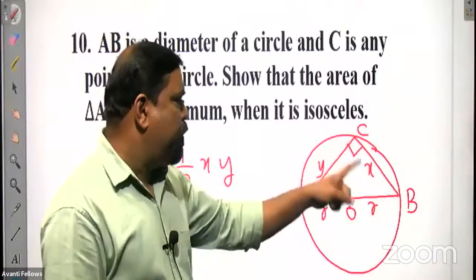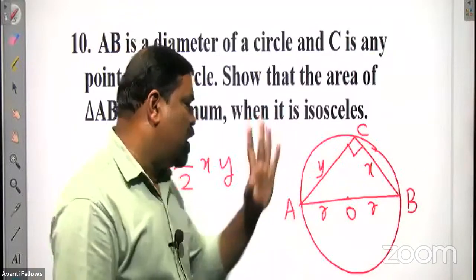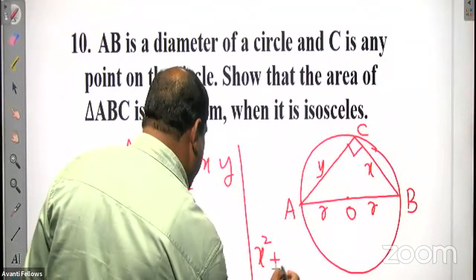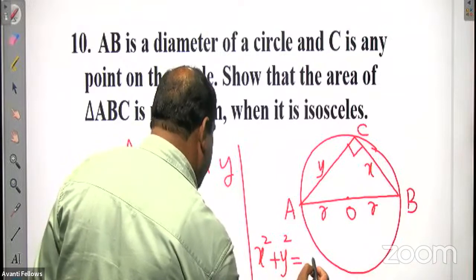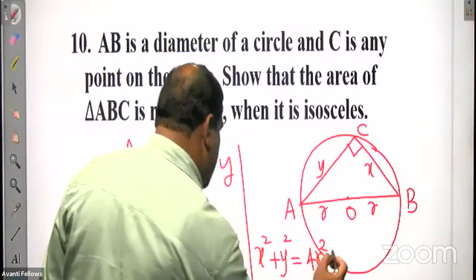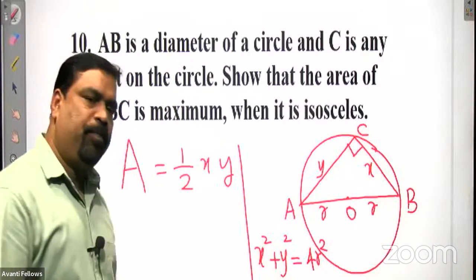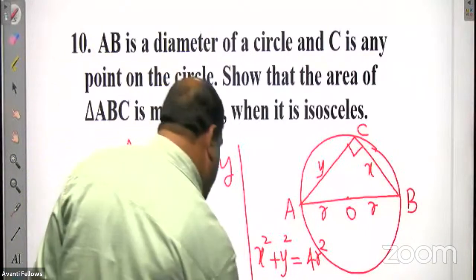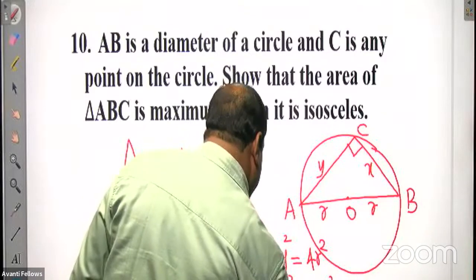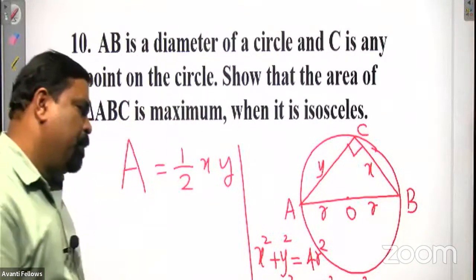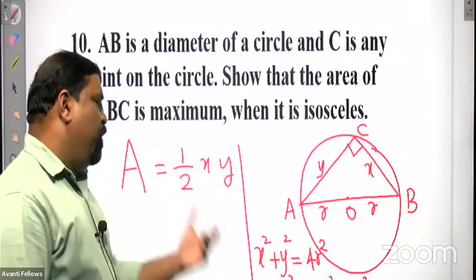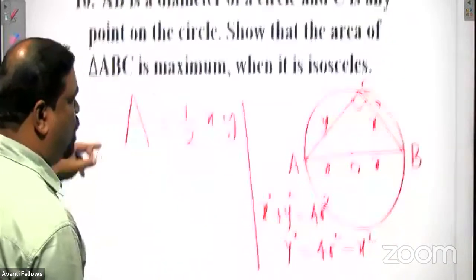X square plus Y square equal to 4R square. Pythagoras theorem. The triangle is a right angle triangle, so X square plus Y square is equal to 2R the whole square, and 2R the whole square means 4R square. So from here we will get Y square equal to 4R square minus X square. So that value we have to apply here.